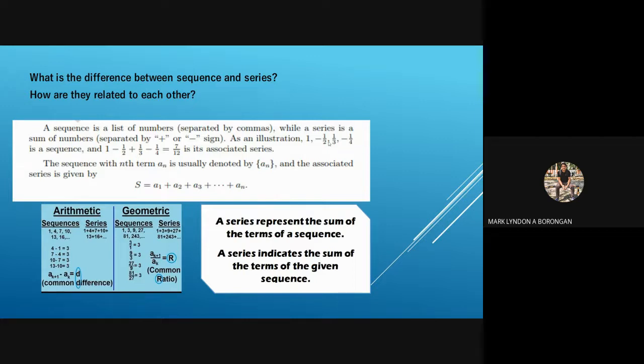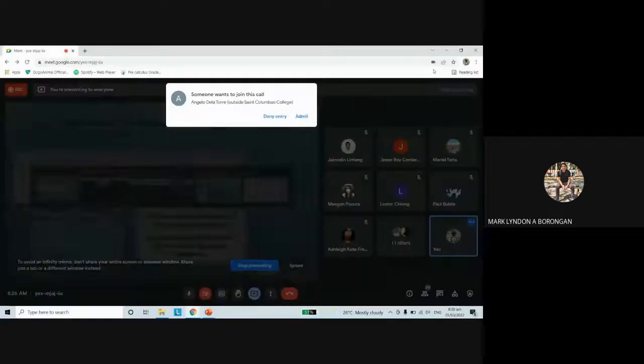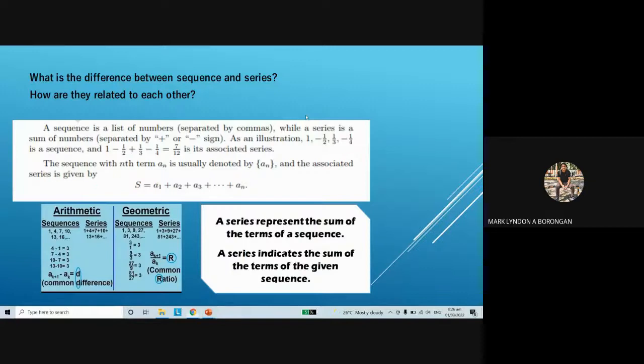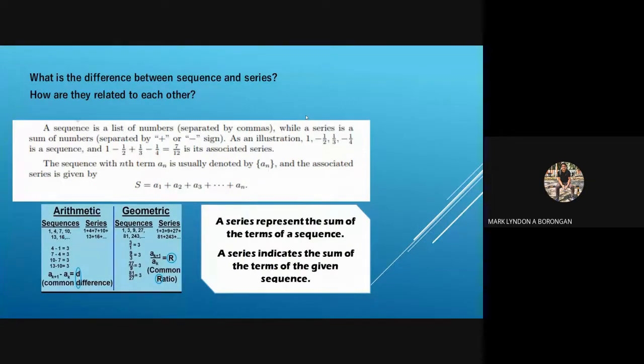So a sequence is a list of numbers separated by commas, while a series is a sum of numbers separated by plus or minus signs. So it is separated by an operator. Those operators are plus and minus.